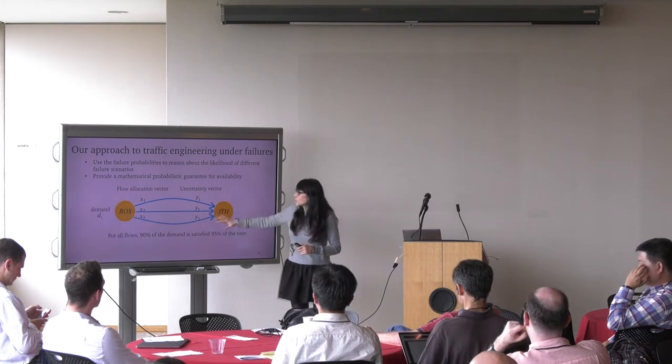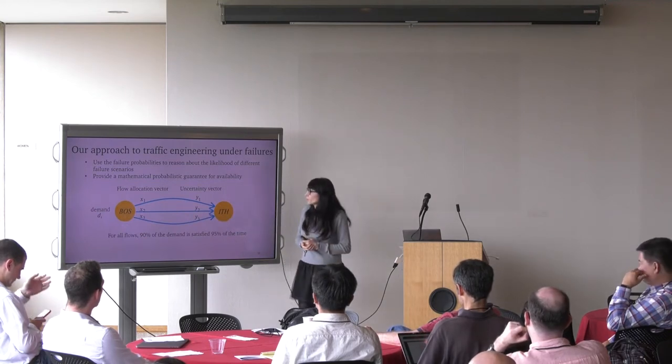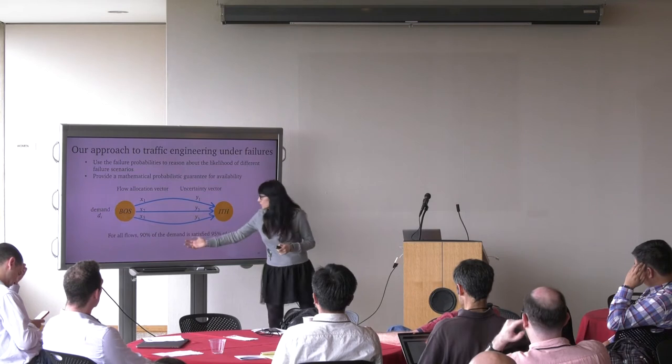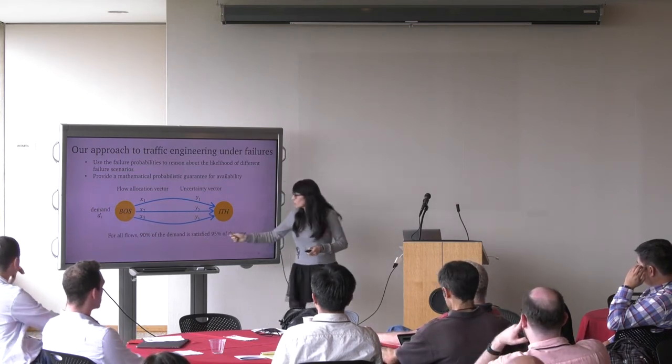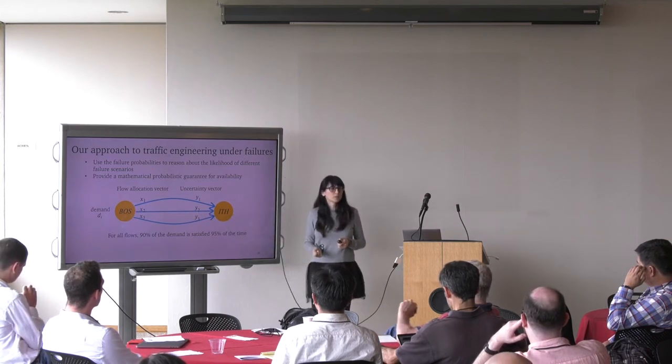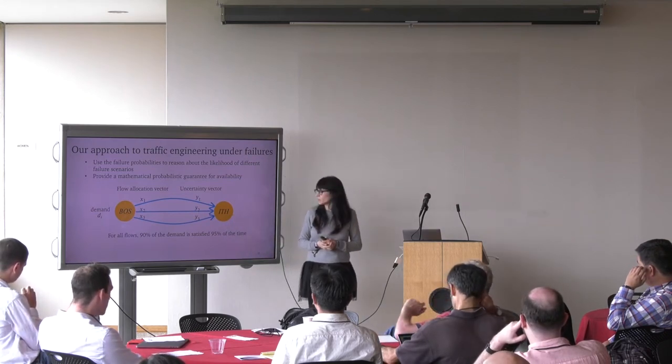So for this network, I want to make a statement like the following. For all of the flows, 95% of the demand is satisfied 95% of the time, for example. Think of this as something that's tunable, that the service provider decides on.